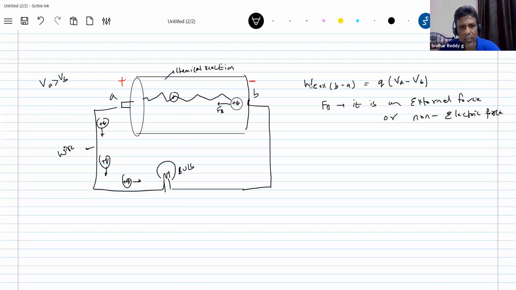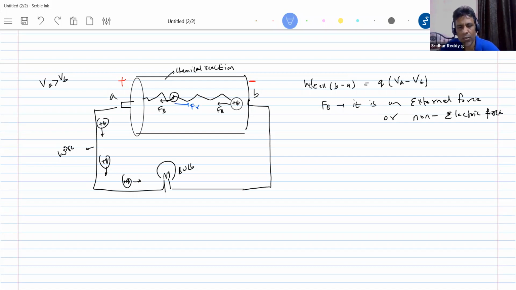So this resistance, I'll just indicate as FR here. So what is FR? The resistance force offered by the material to the charge particle. Everything that happens will be represented by the internal resistance of a cell.